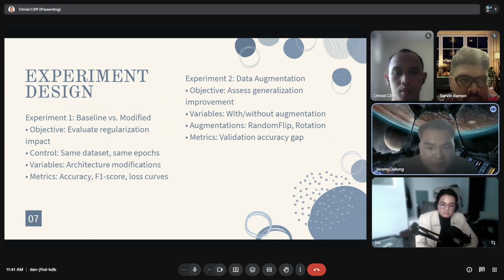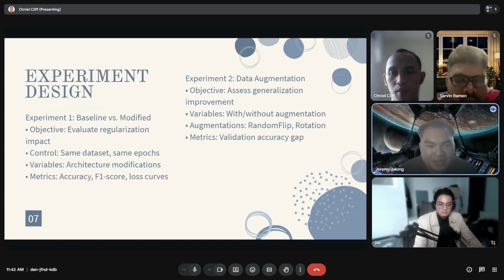Then next, experiment design. We ran 2 experiments. Experiment 1, baseline versus modified. The objective is to evaluate regularization impact. Control: same dataset, same epochs, variable is the architecture modification, and the metrics are accuracy, F1 score, and loss curve. For experiment 2, data augmentation, the objective is to assess generalization improvement. The variable is with or without augmentation, using random flips and rotations, and the metric is the validation accuracy gap.